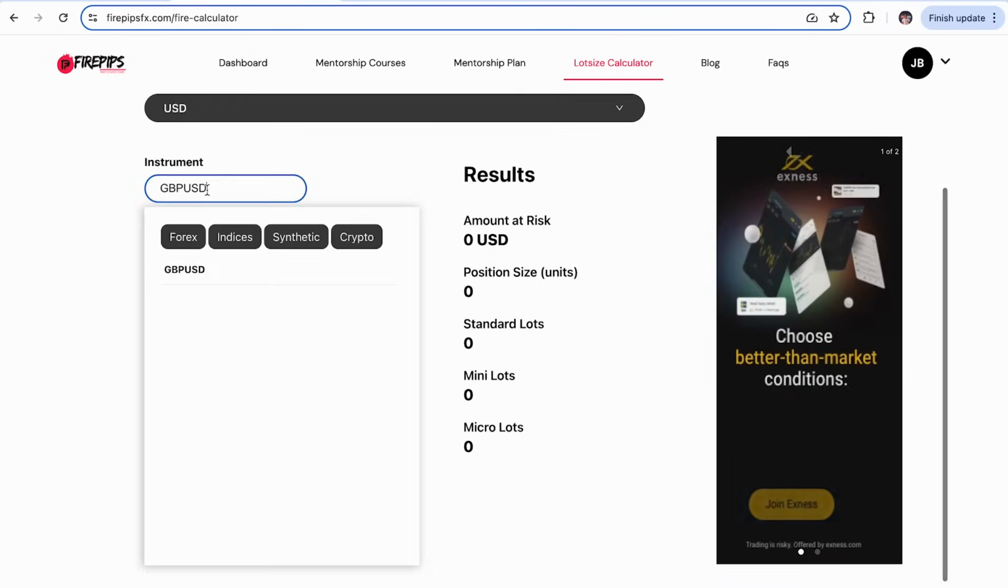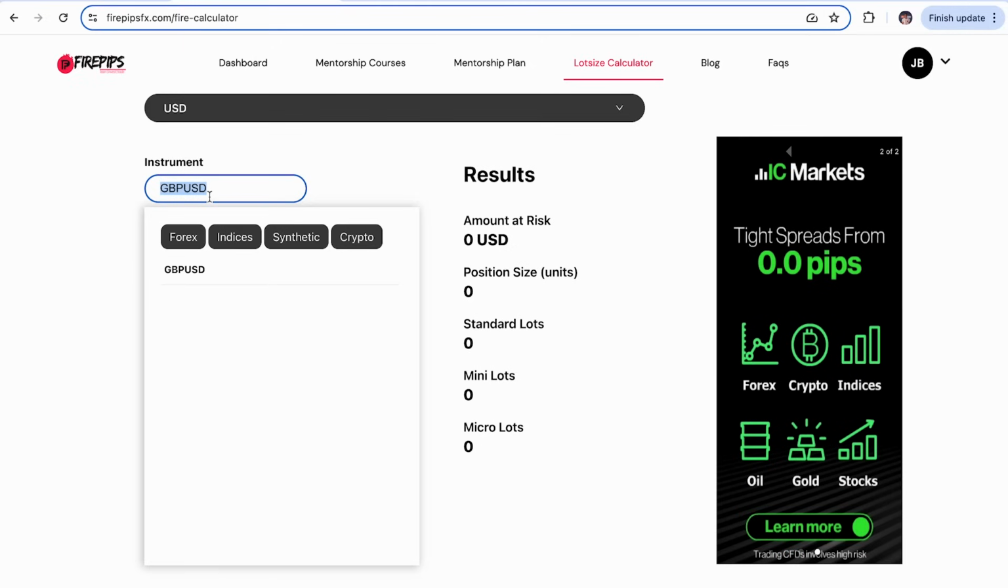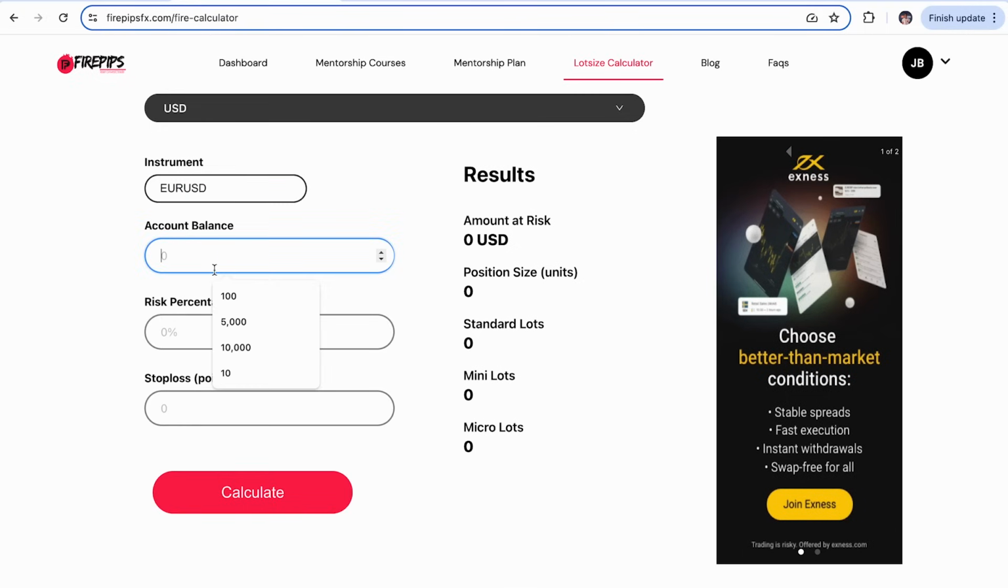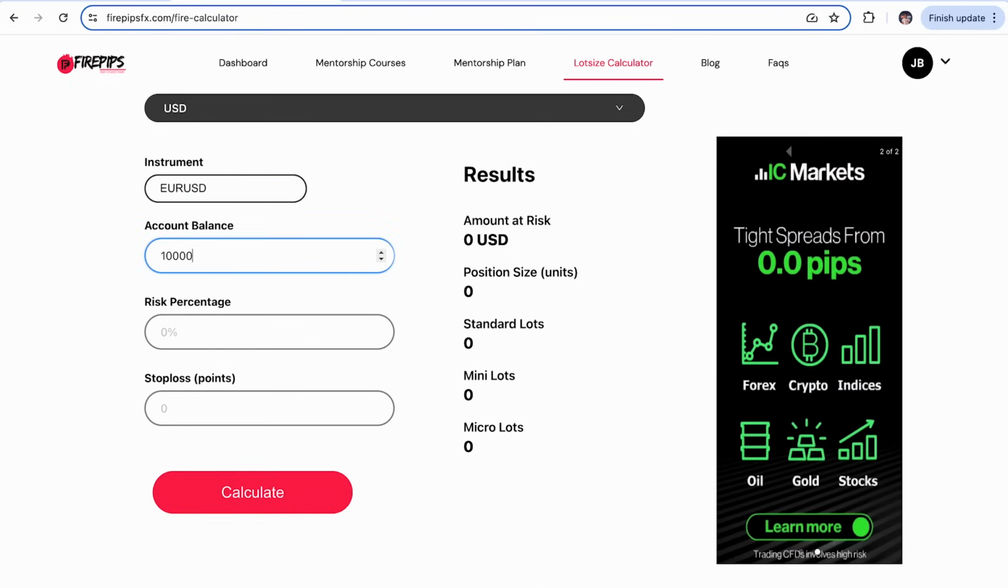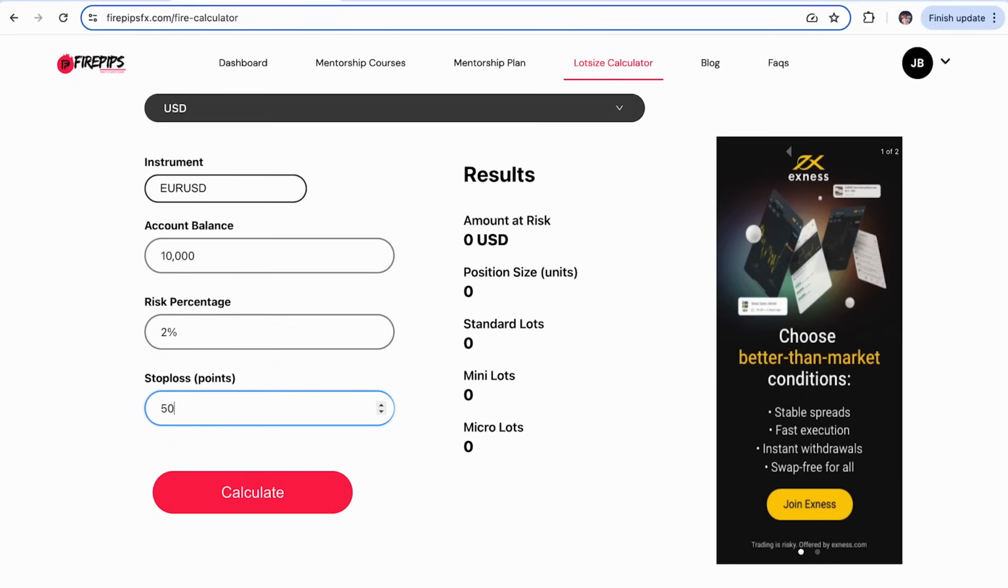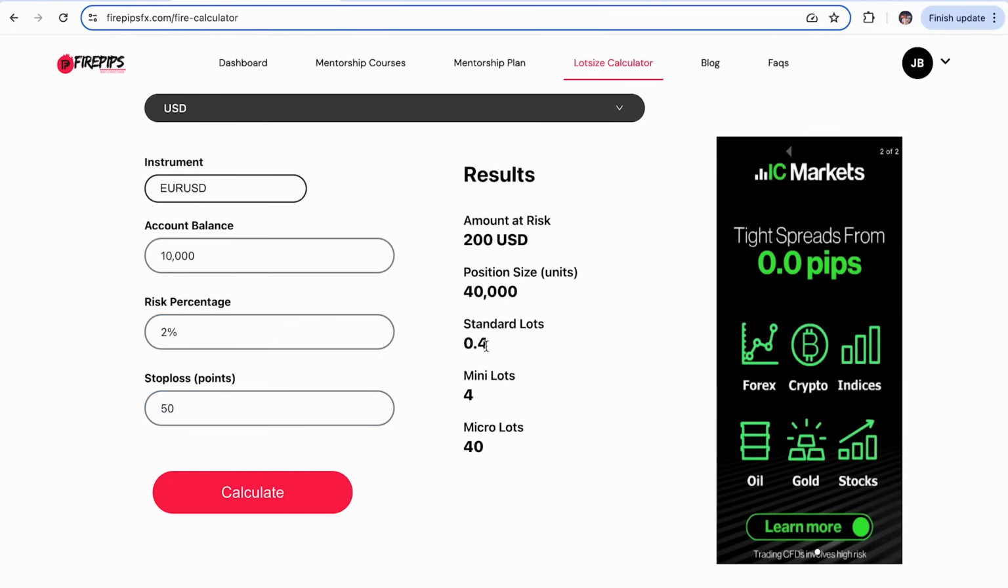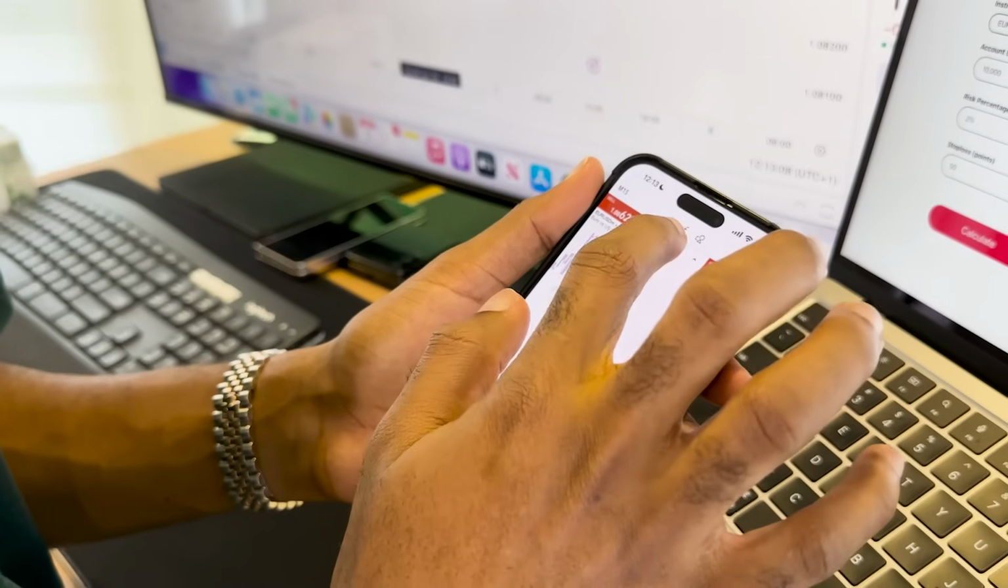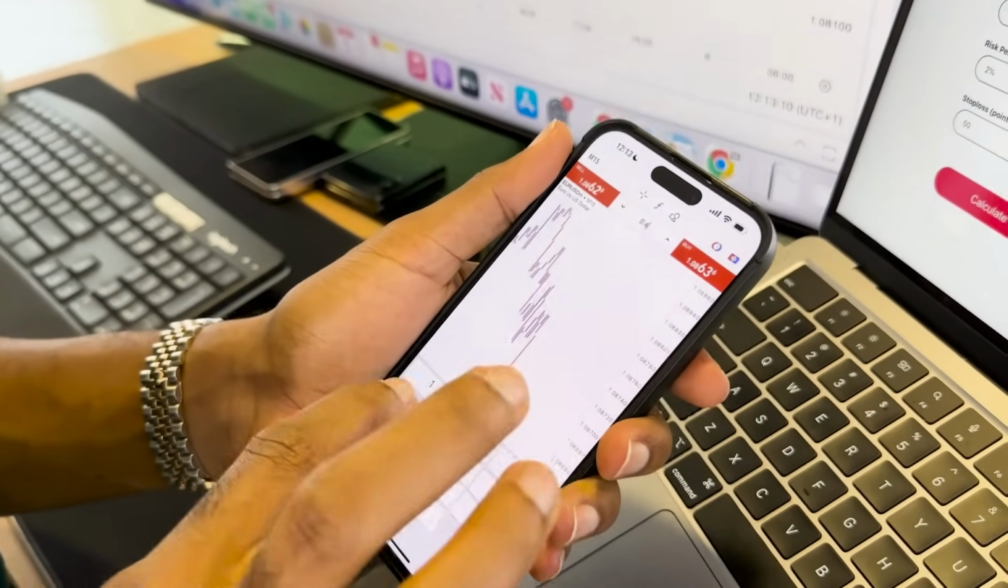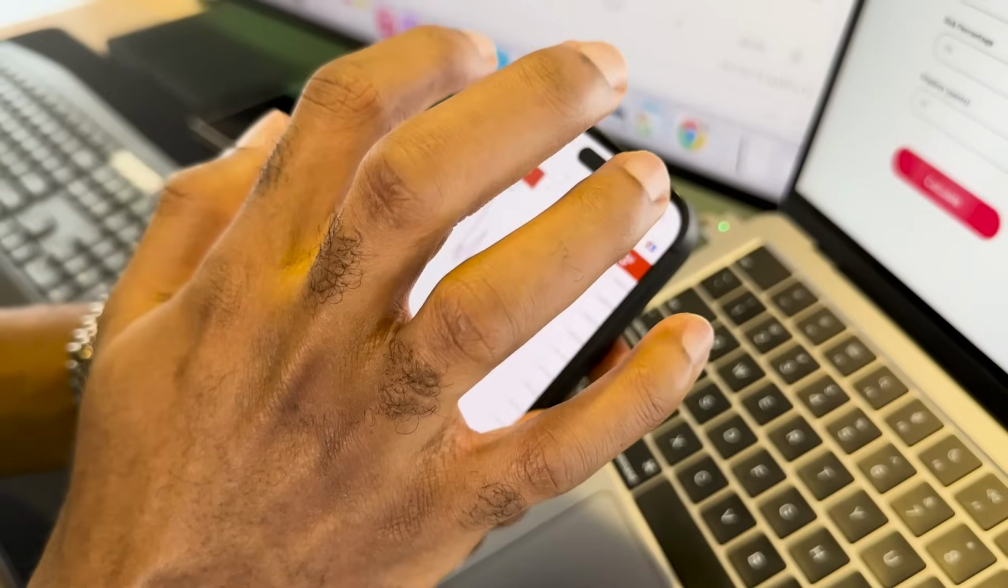I'm going to come on here, change it to Euro USD, and then I have a $10,000 account. Then 2% of my account, 50 pips stop loss, and I can click on calculate. So the lot size I'm to use is 0.4. So I'm going to click on trade 0.4. Then I go on a sell.